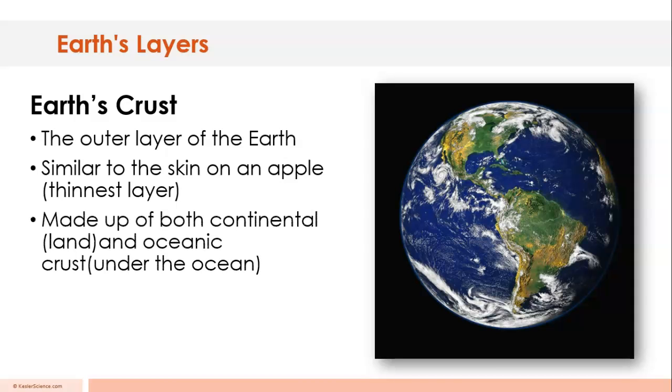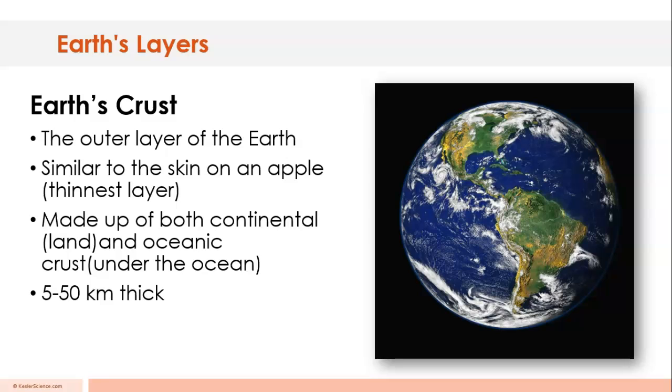It is actually made up of two different kinds of crust. We have what's called continental crust, which is the crust where the continents of the earth are. And then there's the oceanic crust, which is the crust of the earth that is underneath the oceans. It makes up the seafloor. All right.